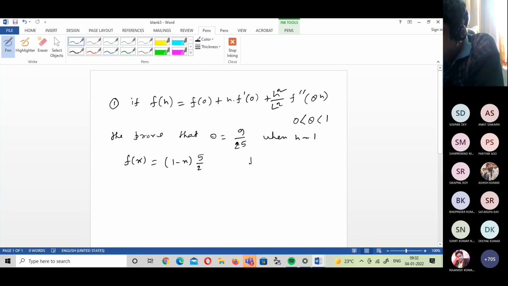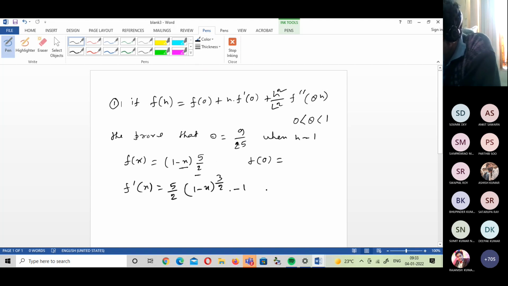So f of 0 is equal to 1. What is f dash x? f dash x equals 5 by 2, 1 minus x to the power 3 by 2 into minus 1. So f dash 0 is minus 5 by 2. So x or h into f dash 0, that is also minus 5 by 2, because h is 1.